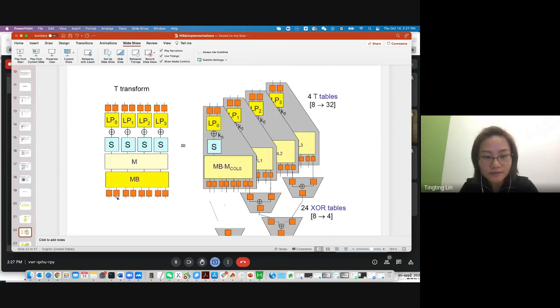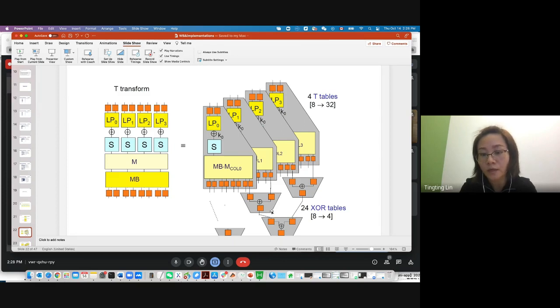And of course, if we make this one lookup table, that will be very huge, 2 to the 32 times 32. So we need to divide it into several pieces, like 4 pieces. Each piece will be created as a lookup table, an 8 to 32-bit lookup table. And then we need to XOR the outputs of the 4 32-bit words.